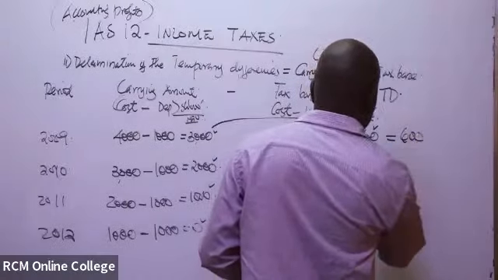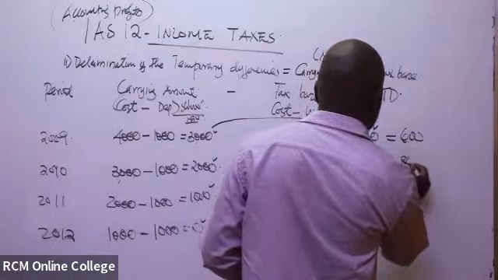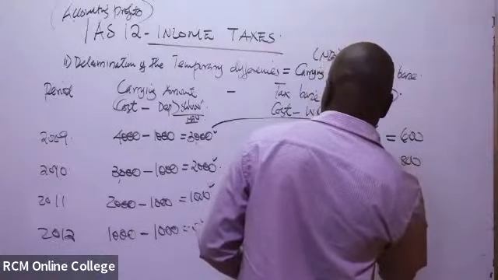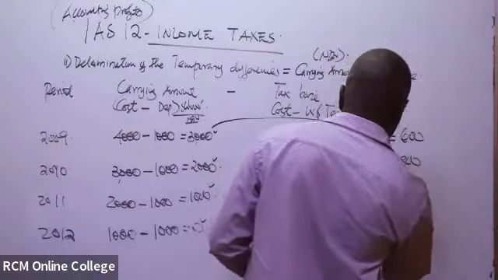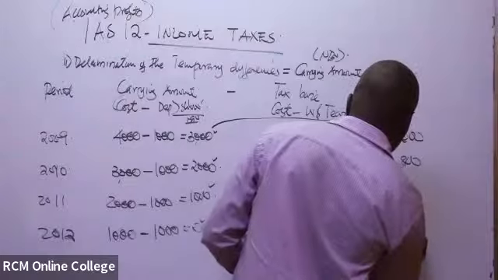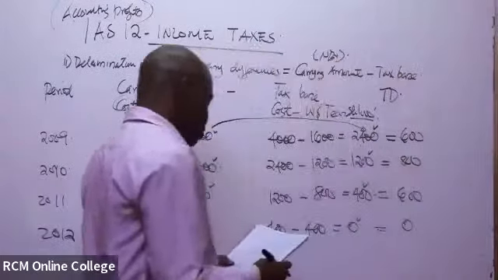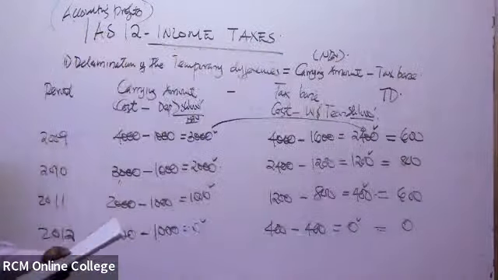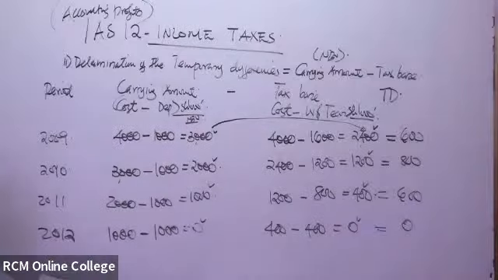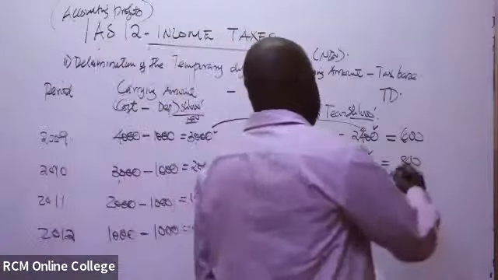The carrying amount is this one. The tax base is this one that we've been able to determine. So you're minusing. So for the first one here, it will actually be 600. I think this one will be 800. This one will be, is it 600? 600. This one will be 0. So the temporary difference for 2009 was actually 600.